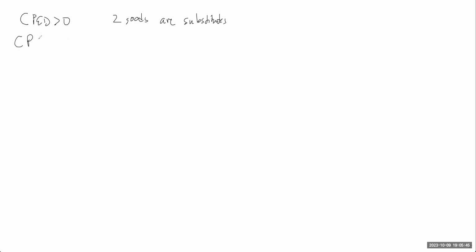If the cross-price elasticity of demand is less than 0, oh, I'm so sorry. Yeah, it's less than 0. In my notes, I have 1. It should actually be 0. I'll change that, and I'll upload the new notes. Then the two goods are complements. It should be 0, not 1, like in the notes.